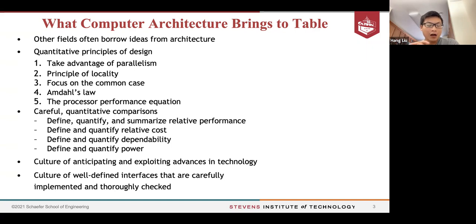And the culture of very well-defined interfaces that are carefully implemented and thoroughly checked. This is exactly instruction set architecture, right? So ISA. We define this kind of instruction set architecture for the underlying hardware to implement, as well as the top level software to leverage.